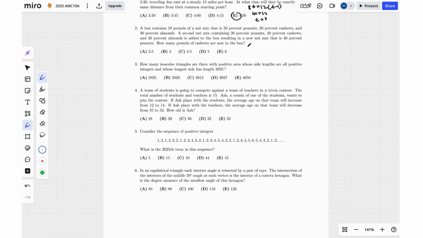Next, we can let x be the amount of pounds in the second nut mix. So now we can set up an equation about the peanuts. So we have 2/5 equals (5 plus x over 5) all over (10 plus x). Solving gives 20 plus 2x equals 25 plus x. So x equals 5. Now we need the cashews. So this means that cashews equals 1/5 times 10 plus 2/5 times 5, which is 4, using the percentages.